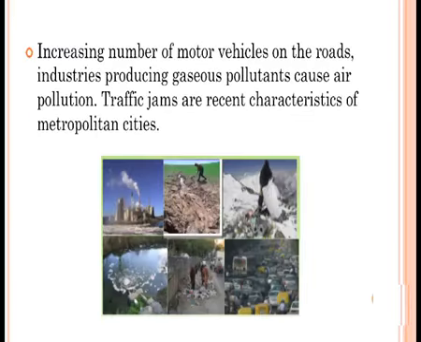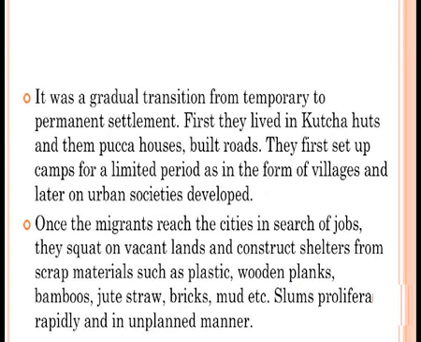An increasing number of motor vehicles on the roads and industries producing gaseous pollutants cause air pollution. Traffic jams are a recent characteristic of metropolitan cities. It was a gradual transition from temporary to permanent settlement. First they lived in kacha huts and then pakka houses. They built roads, first set up camps for a limited period in the form of villages, and later on urban societies developed. Before we wrap up, we would like to recap the main points, that is, what you have learned.